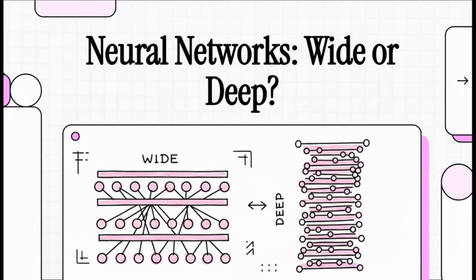Okay, so let's say you're building a neural network. Right at the start, you've got this huge choice to make. Do you build it out really, really wide, or do you stack it up and make it incredibly deep? Now, it sounds like a simple question, but trust me, the answer has massive consequences for how powerful and efficient your model is going to be. And the answer, it's probably not what you're thinking.